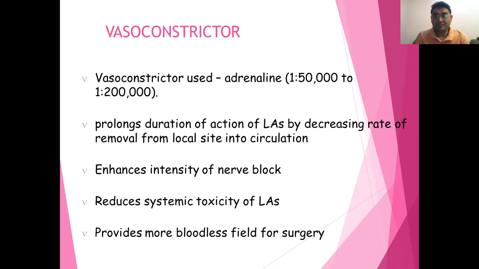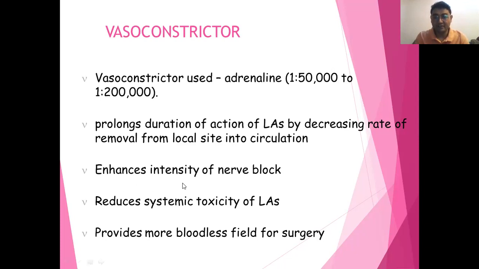So the constriction of venule and arteriole: these drugs that we injected are absorbed by venules into the venous circulation and then go to the heart. When the arteriole is constricted, the blood flow will be less, and then the drug will not be absorbed. If it is not absorbed, then the duration of action of this agent will be long and it enhances the intensity of nerve block.